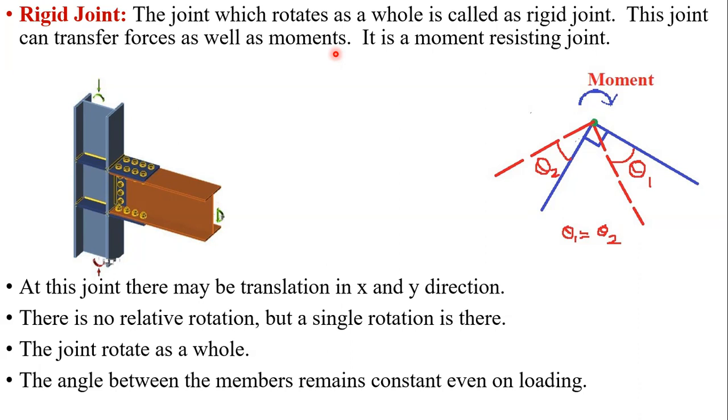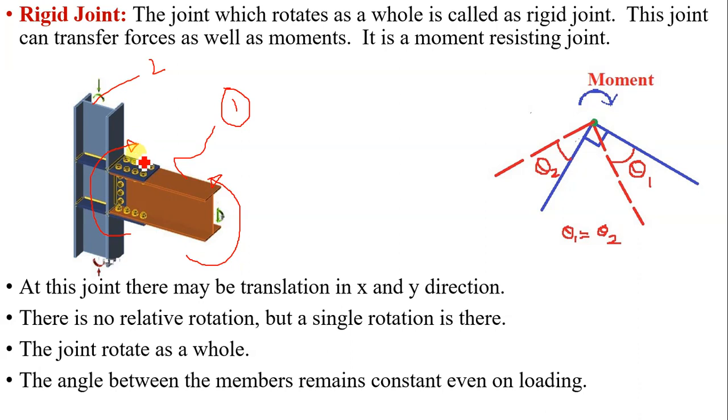In short, this joint offers resistance to the external moment. Hence it is called a moment resisting joint. This figure shows a rigid joint. Member number 1 is connected to this column, the second member. Now if you apply some moment at this end, beam or member number 1 will not rotate because immediately the joint will offer resistance to this moment.